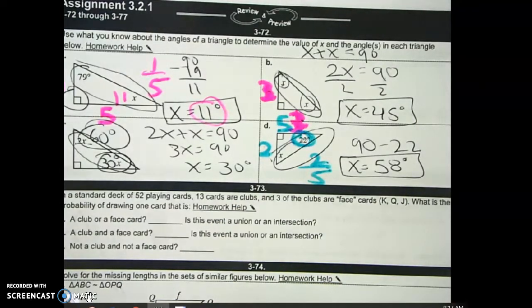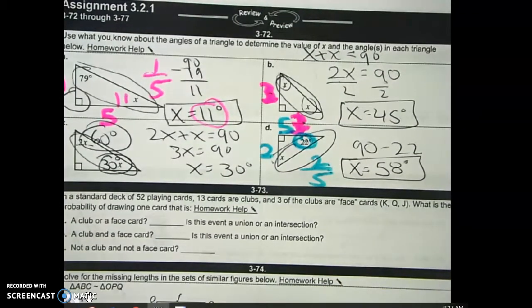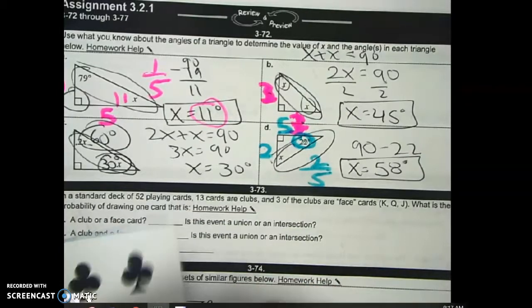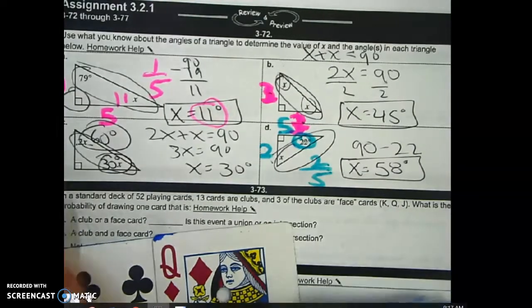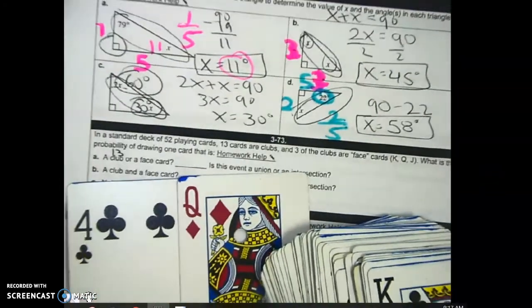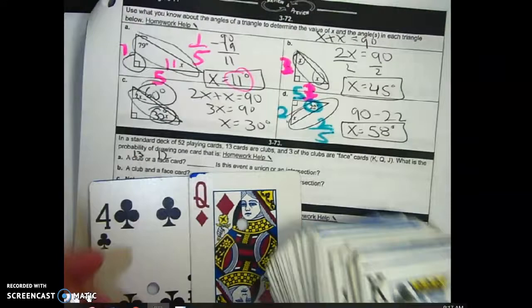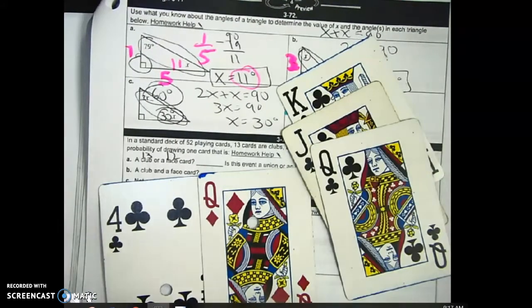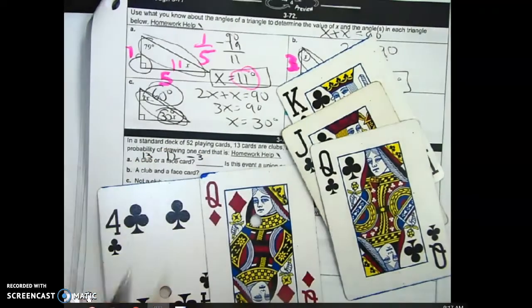All right, so we're dealing with playing cards. Got some cards. There's 52 cards in a deck. They want to know how many clubs and how many faces. So there's 13 clubs, and face cards: 4 jacks, 4 queens, 4 kings, so that's 12 face cards. But the problem is there's a king that's a club, a queen that's a club, and a jack that's a club. So you have to take away the repeats.